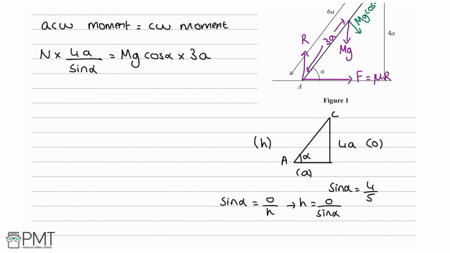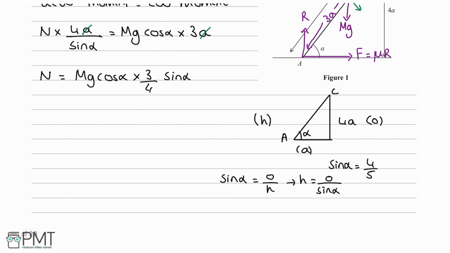Okay, from here what I'm going to do is I'm going to cancel a from both sides like that, and I am going to divide both sides by 4 sine alpha. Okay, so we're going to get that N equals mg cosine alpha, and then it's going to be times 3 over 4 sine alpha, because remember we're dividing by 4 sine alpha, which means we're multiplying both sides by sine alpha over 4. Okay, from here we're going to use the fact that sine alpha equals 4 over 5 to get that cosine alpha equals 3 over 5.